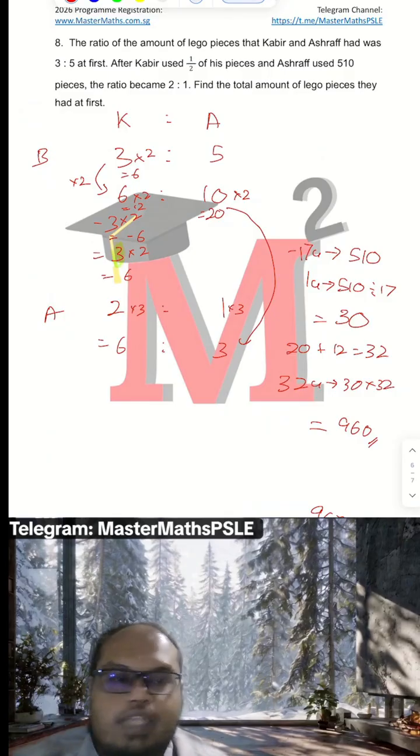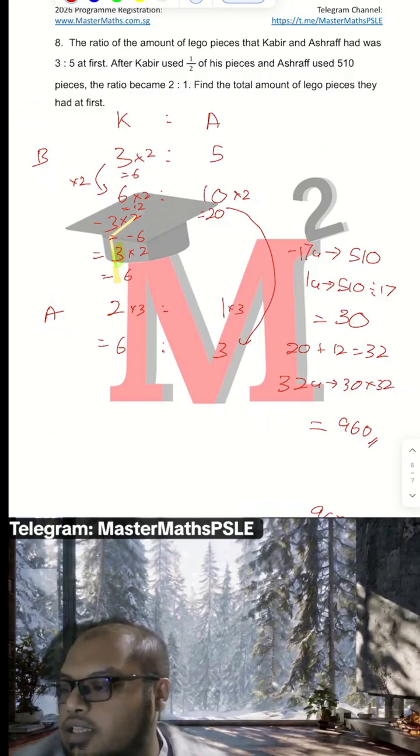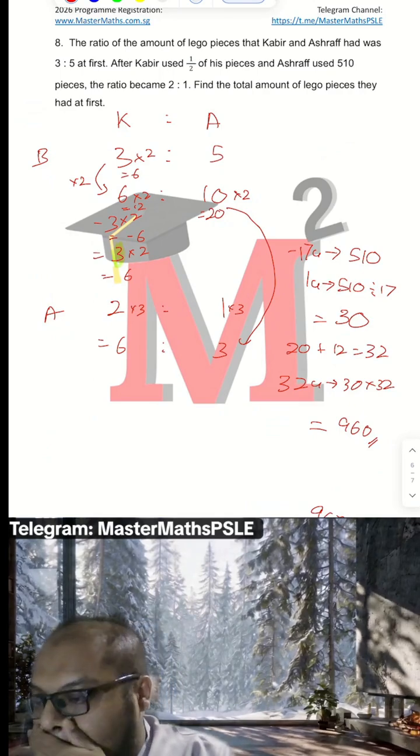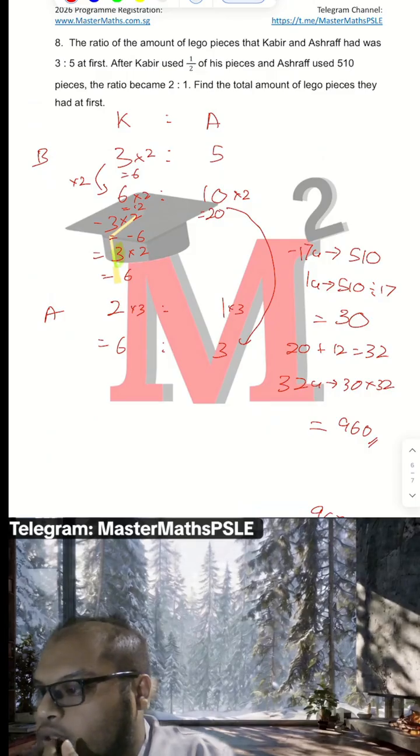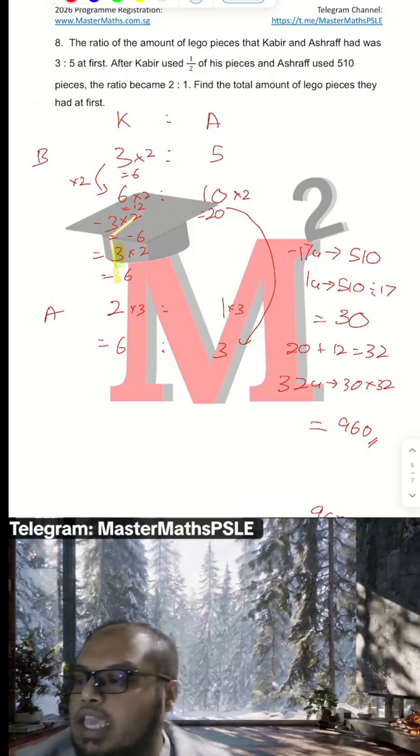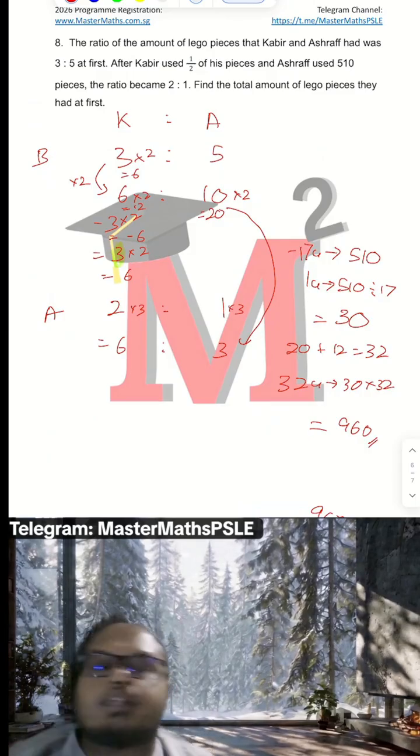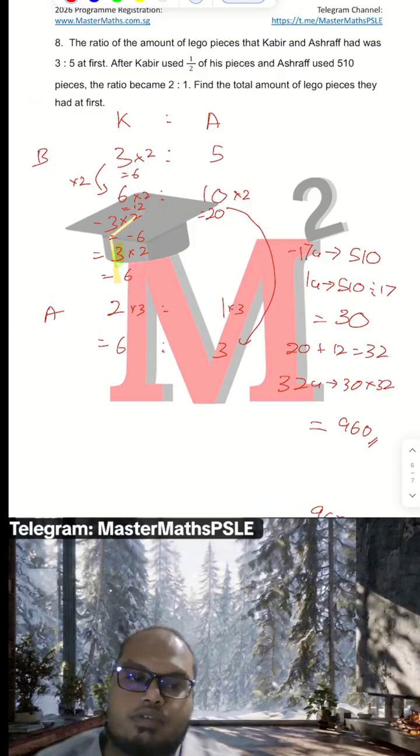What does it say under K? Where got K? Probably it's a multiply, not a K. Oh, below the K stands for Kabir. A stands for Ashraf.